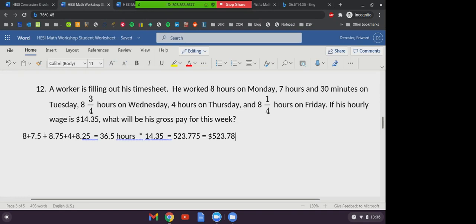Okay, so again, we add up all the hours and you multiply by the wage. Be careful about mixed units. The HESI likes to do this. So again, watch out for hours and minutes, right? Watch out for fractions, make them all decimals. That's the easiest way to deal with a situation like this.